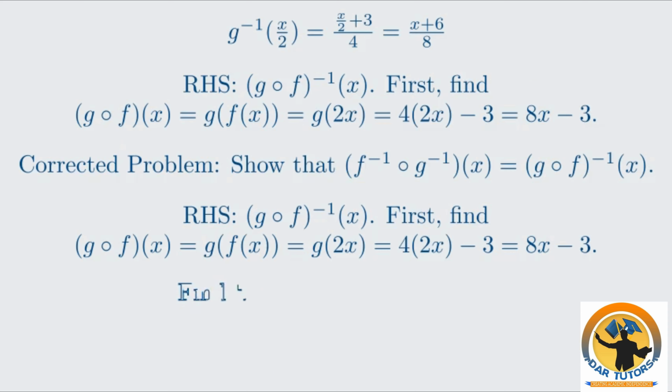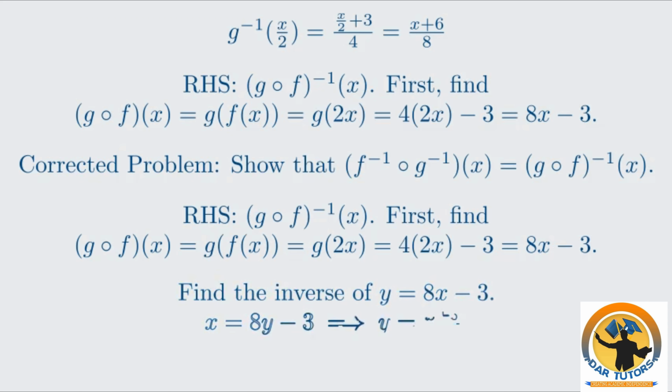Let y equal 8x minus 3. Swapping x and y gives x equals 8y minus 3. Solving for y, we get y equals (x plus 3) all over 8. So the inverse of g of f of x is (x plus 3) all over 8. Now let's compare our two results. The left-hand side was (x plus 6) over 8, and the right-hand side is (x plus 3) over 8.